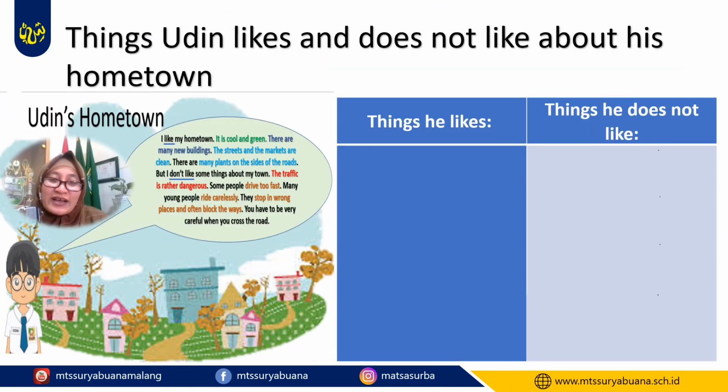Right, now let's try to look at the description one by one. Okay, now in the monologue, Udin talks about his hometown. Some things he likes about his hometown, but some others he doesn't. Okay, look at this. It is cool and green. This one is a good thing, right? A cool and green hometown. It's like Malang, isn't it?